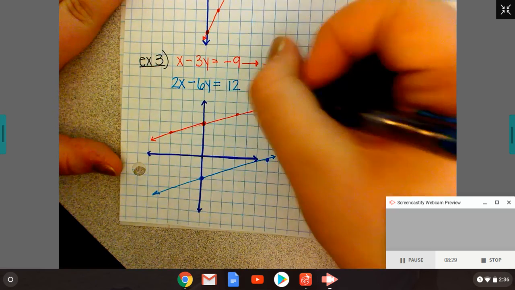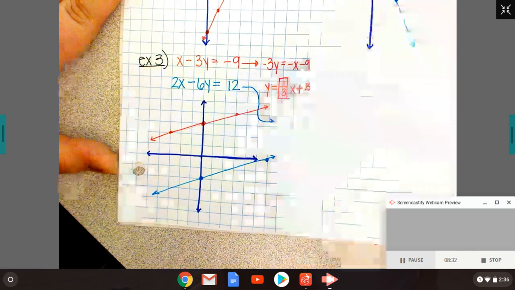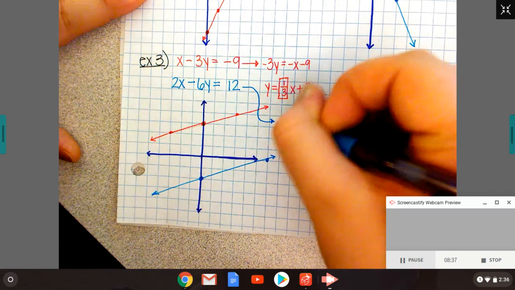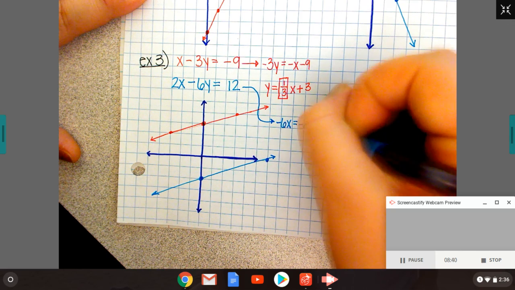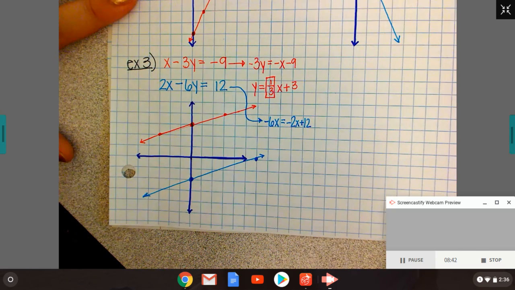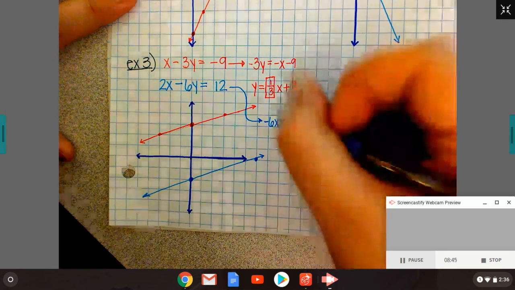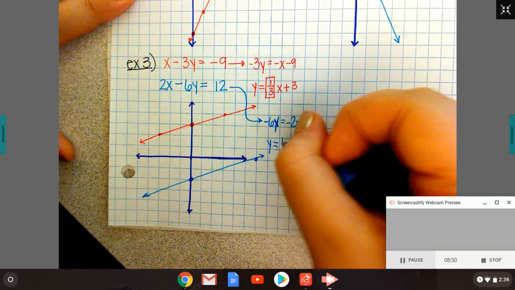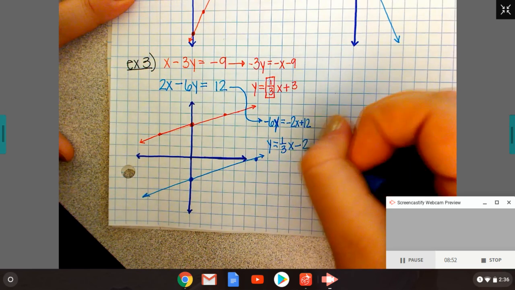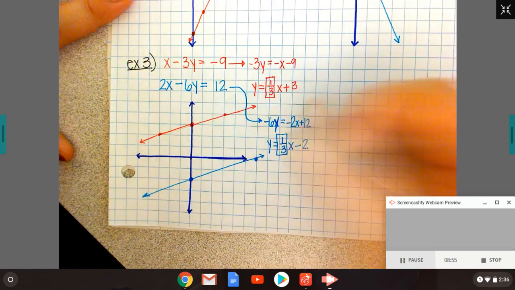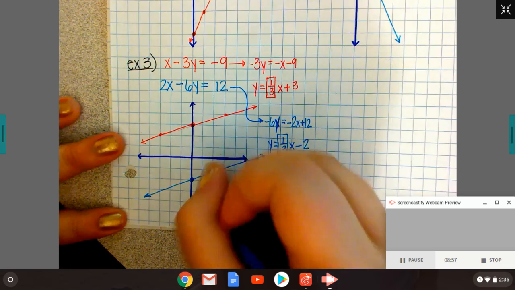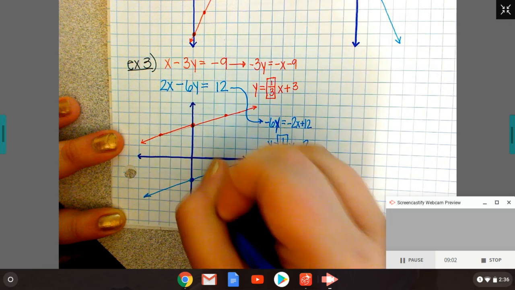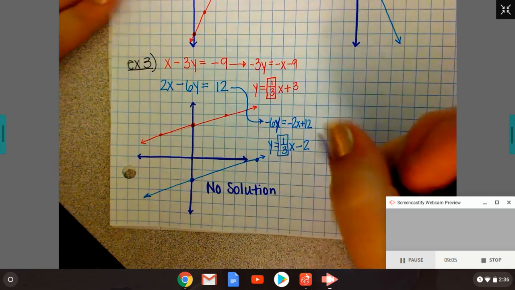So let's take this blue guy. Excuse all my arrows. I hope that's not confusing. And let's solve for it. Let's subtract the 2x to the other side. I'd have negative 6y equals negative 2x plus 12. And dividing everything by negative 6, I'd have y equals 1/3 x minus 2. And check it out, we do have the same slope. So this is a situation where we have no solution, and we know that because these are parallel.